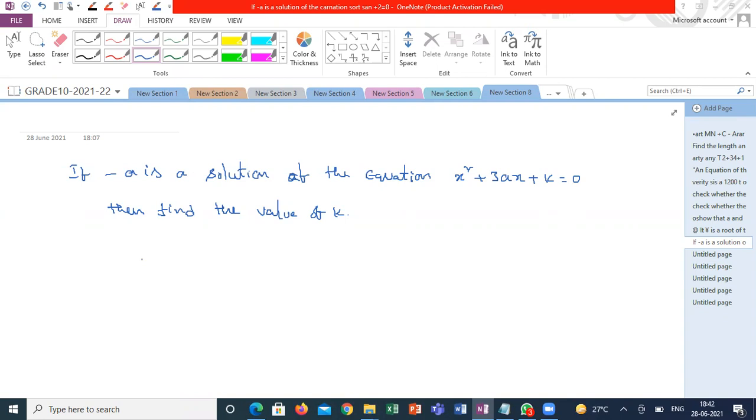Guys, anyone got the answer? Sir, k equal to 2a square, sir. Super. Correct.